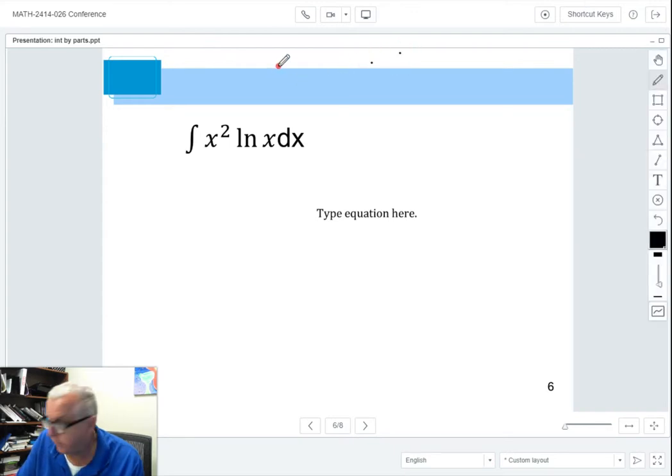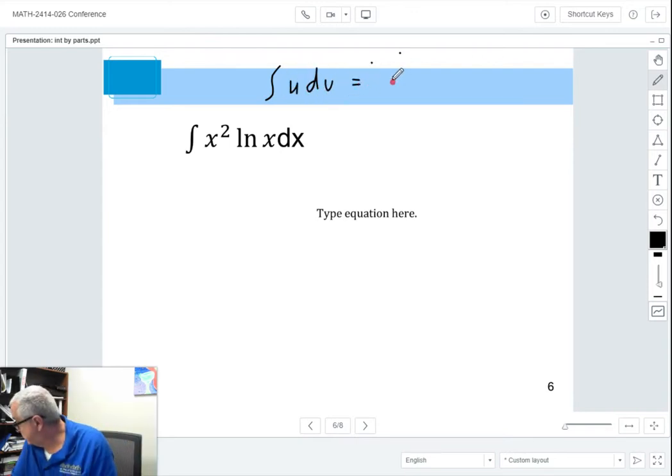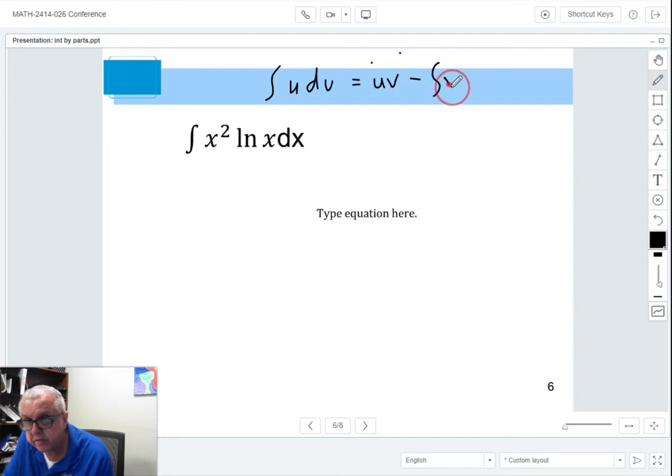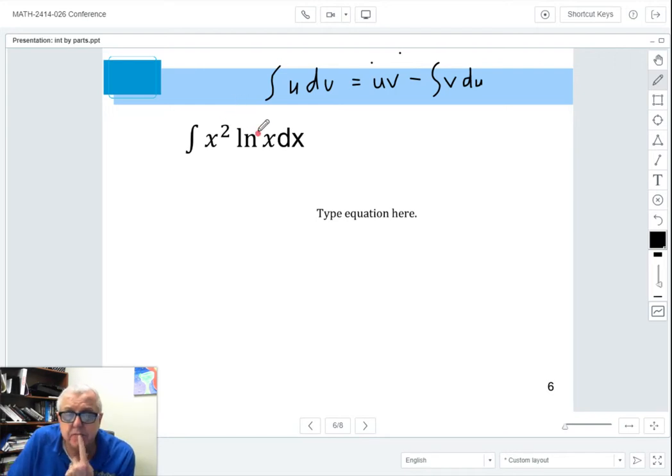Okay, so let's put that formula back up. U dv changes to u times v minus integrating v du. Here, I don't think it matters. I can do both of these.